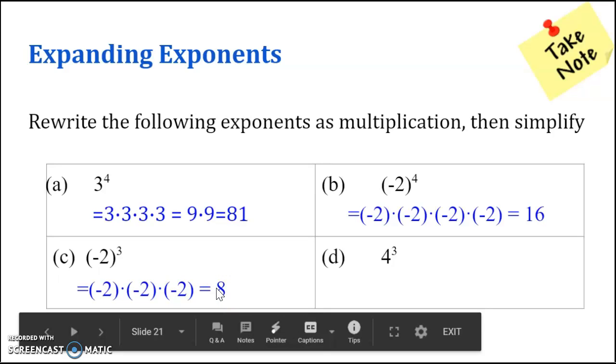I will correct it for the class slide. Finally, 4 to the power of 3 is 4 times 4 times 4, which is 4 times 4 is 16. 16 times 4 is 64.